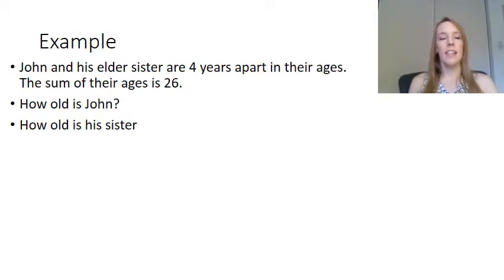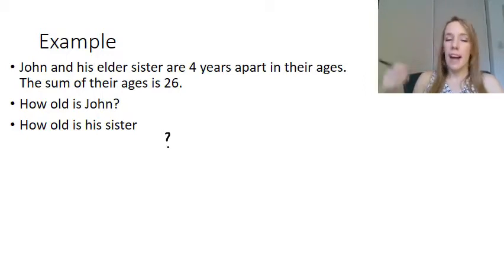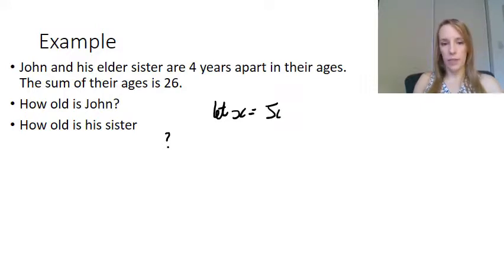So here's an example. John and his elder sister are 4 years apart in age. The sum of their ages is 26. So the first thing we need to do is let the pronumeral stand for something in our equation. So what are we trying to figure out? Our question asks us to figure out how old is John and how old is his sister? So we want to find out how old is John. So let's let x equal John's age.